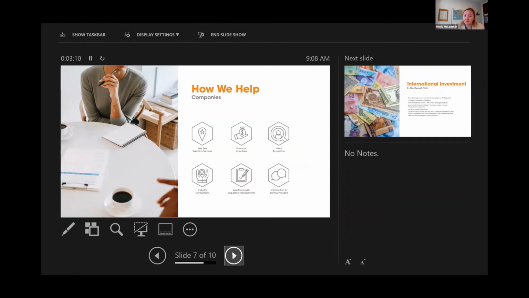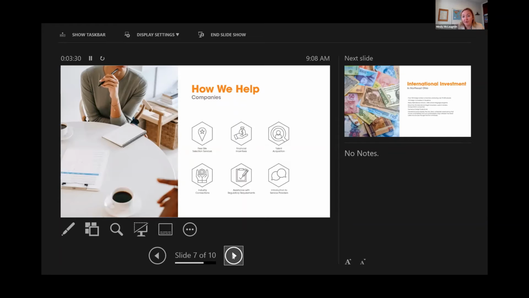You might want to know what we could do to help you as you'd be looking at a US location. Well, these are probably the 6 main ways, and I can see maybe the type here is a little small. We'll be able to share this deck and talk to all of you in more detail if you like, but one of them is going to be free site selection services.